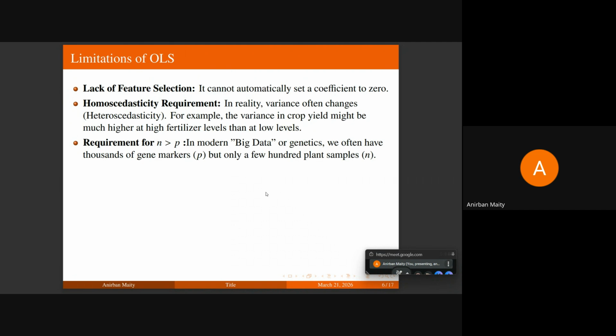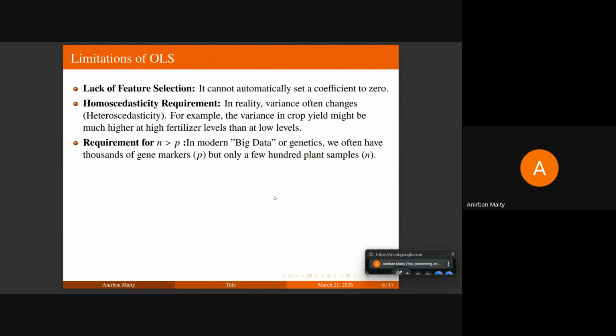Lack of feature selection: it cannot automatically set a coefficient to 0. Another thing is homoscedasticity. In reality, variance often changes. For example, the variance in crop yield might be much higher at high fertilizer levels than at low fertilizer levels. Second thing is the requirement for n greater than p. That is the big data concept.